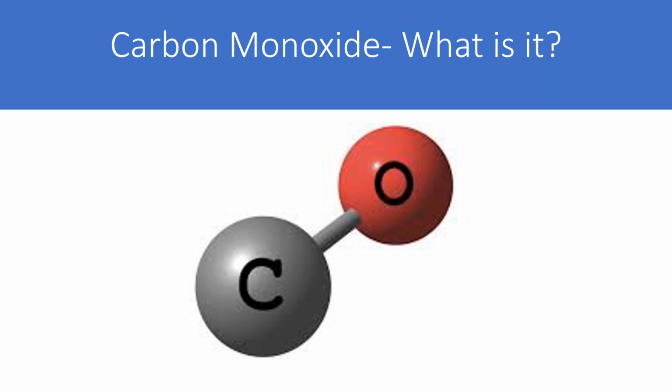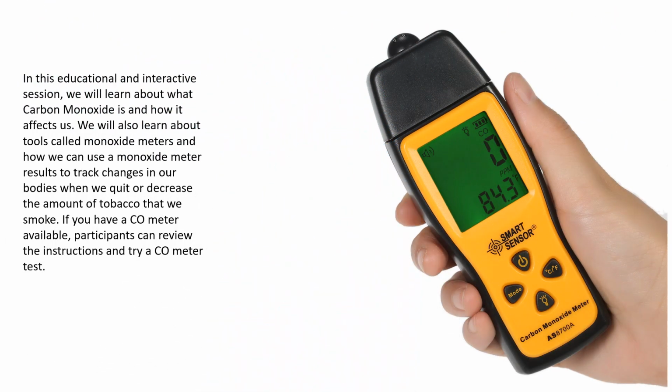Hello, so this is on carbon monoxide and what is it? In this educational interactive session, we will learn about what carbon monoxide is and how it affects us. We will also learn about tools called monoxide meters and how we can use a monoxide meter results to track changes in our bodies when we quit or decrease the amount of tobacco that we smoke. If you have a CO meter available, participants can review the instructions and try a CO meter test.